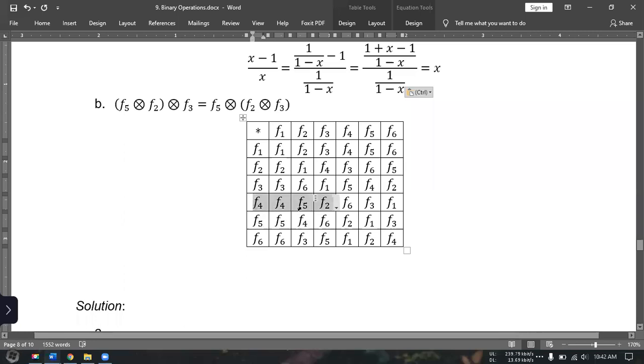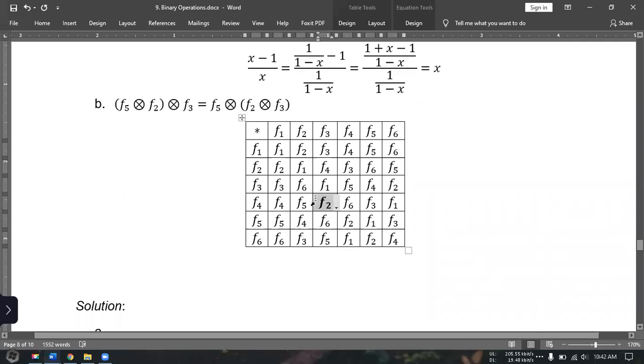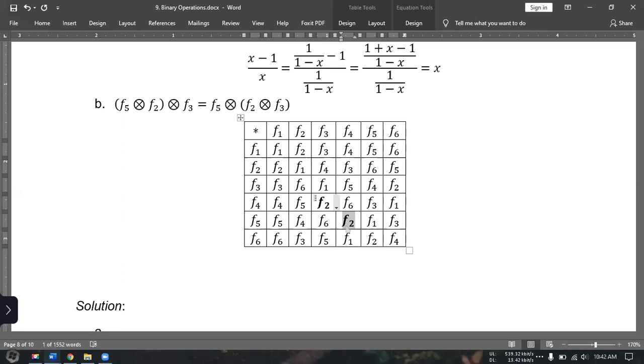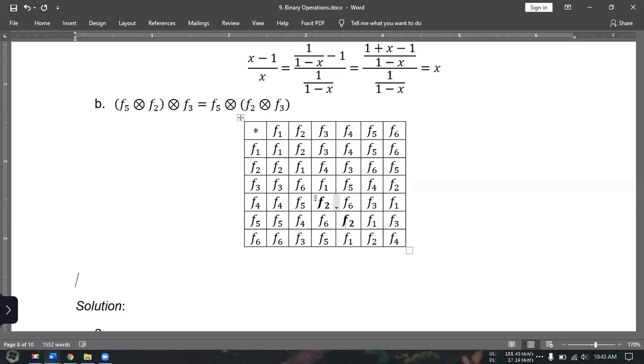So the left side of the equation is F sub 2. How about the right side? Parenthesis first. F sub 2 times F sub 3 is F sub 4. And F sub 5 with F sub 4 is also F sub 2. Meaning the left and the right side of the equation are equivalent. Therefore, this case still holds the associative property. Okay, associativity. And that's it.